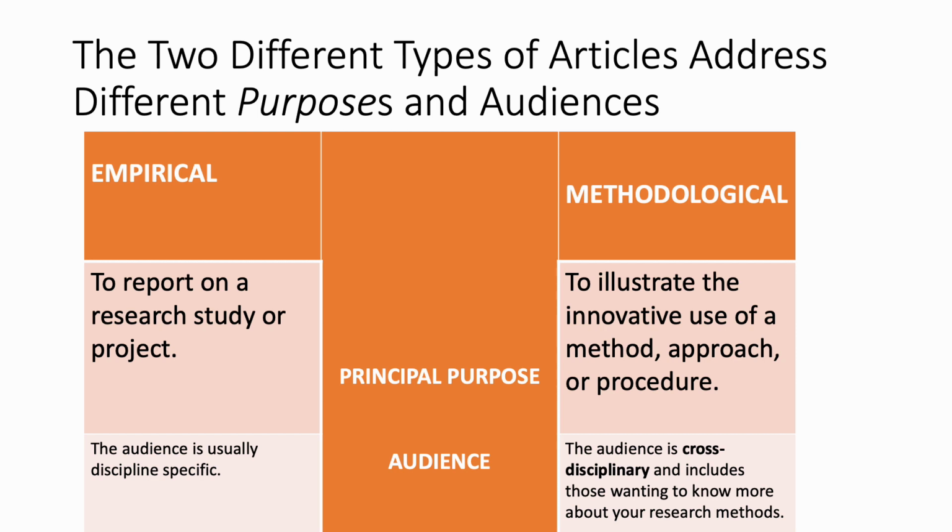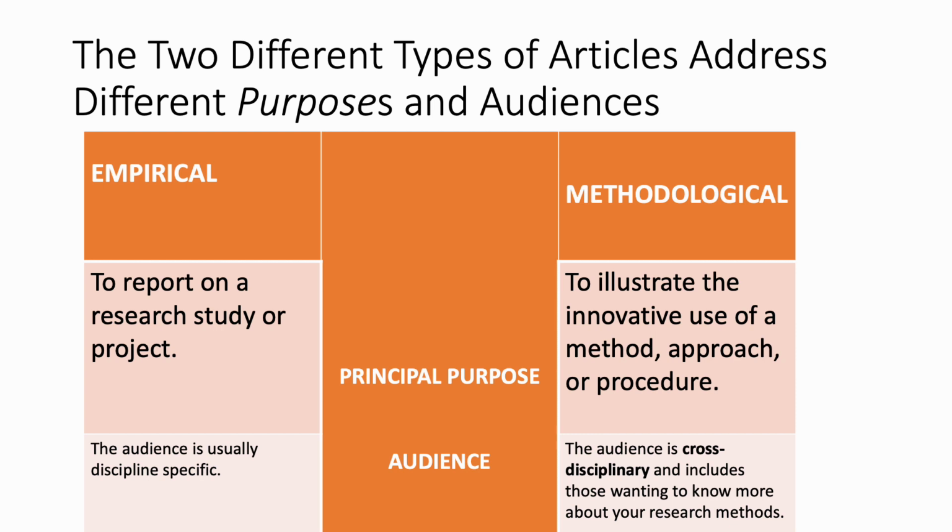The 2 different types of articles, a methodological article and an empirical article, have different purposes and address different audiences. So the empirical article is the one you're most familiar with. That's the format that we all use. It has standardized sections. It's the same format in qualitative, quantitative, and mixed methods articles. Those are our bread and butter as academics. Those are articles where we describe the study, then we report on the findings.